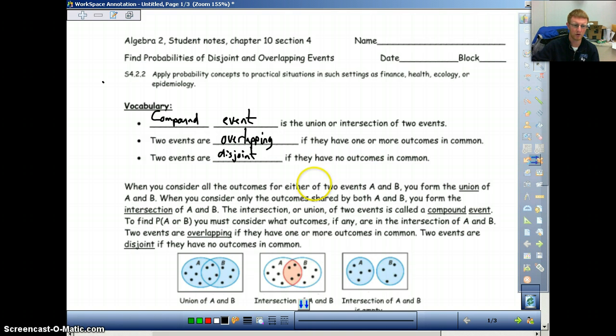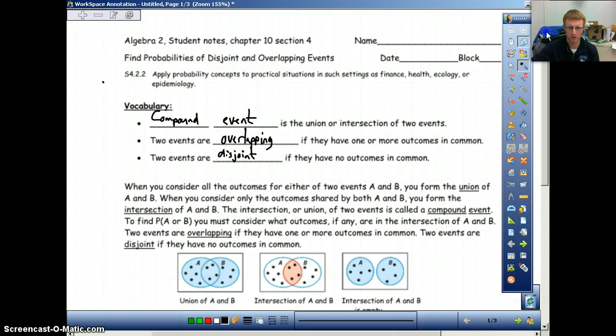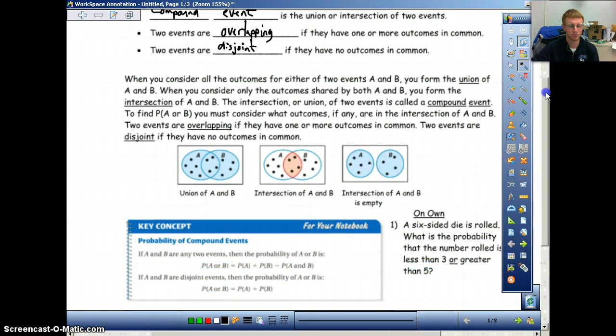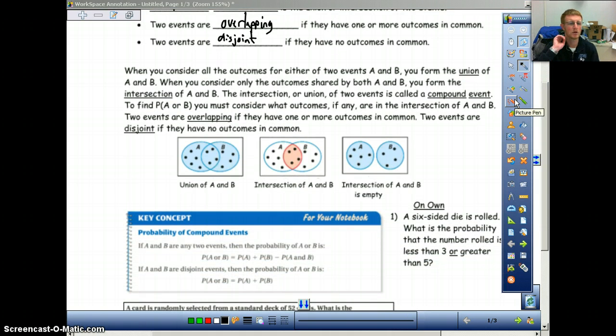So when you consider all the outcomes for either of two events, A or B, you form the union of A and B. When you consider only the outcomes shared by both A and B, you form the intersection of A and B. The intersection or union of two events is called a compound event. To find the probability of A or B, you must consider what outcomes, if any, are in the intersection of A and B. Okay, so let's just go through this. I don't know why I started reading through that. You probably could have read that on your own.